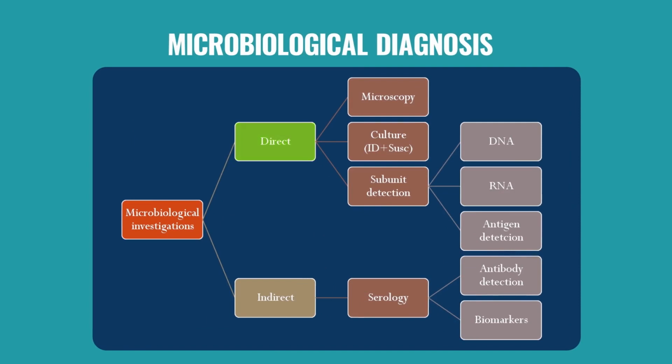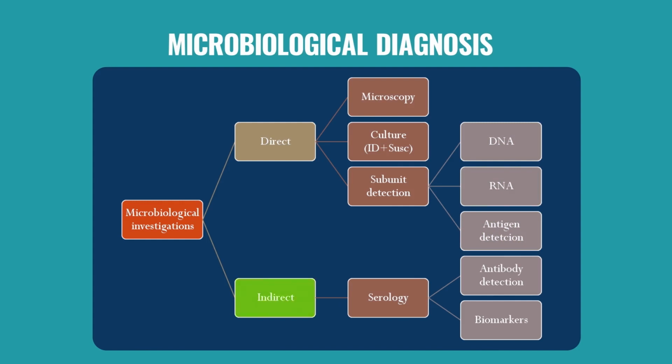Microbiological investigations can be broadly classified into direct tests and indirect tests. Direct tests basically look directly for the pathogen of interest. So broadly you can classify them into tests which are based on microscopy and conventional culture. Also, there are subunit detections which look at parts of the pathogen. It could be a virus or bacteria. So detection of antigen, detection of nucleic acids like DNA and RNA are also direct detection tests.